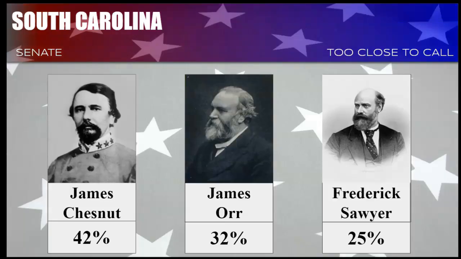John Breckinridge was the Vice President of the United States of America, now going to join the Confederate Senate out of Kentucky. Out of South Carolina Senate race, currently too close to call. James Chestnut from the Conservative Party is currently leading at 42%. Moderate incumbent James Orr sitting at 32%. And liberal Frederick Sawyer is currently at 25%.